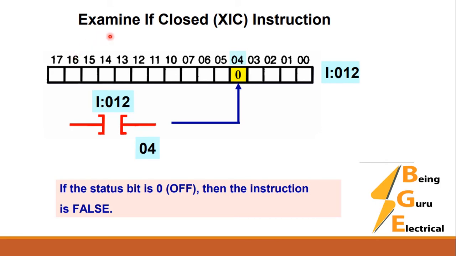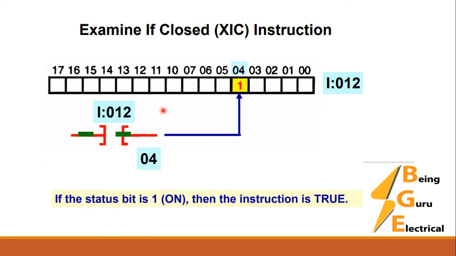See here, now we will check the examine if closed instruction. We have the I:012 data register. At bit 04 we have the data for this bit, and it will be either 0 or 1. If the bit is 0, 0 means off. If the status bit is 0, what will happen? Then the instruction is false. Like see here, if this is 0, it will be off or false.